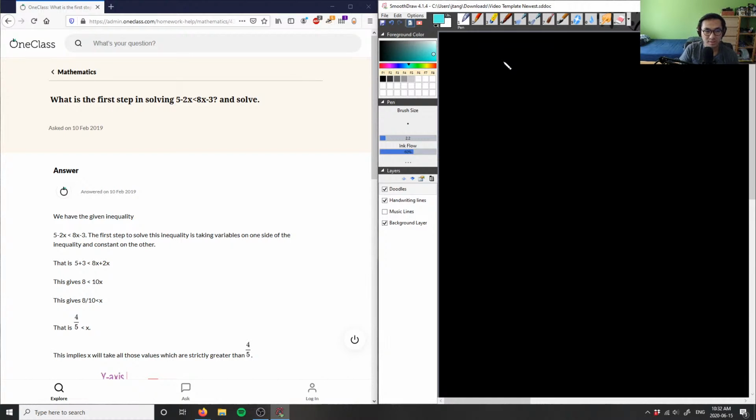Number 7. What is the first step in solving 5 minus 2x is less than 8x minus 3? So we want to solve here. This is simply an inequality type of problem, and we solve inequalities basically by using the same method as equalities, but with one exception. Every time you divide, let me write this out here.